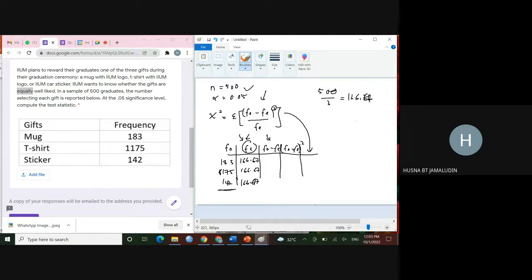The second part is your observed frequency minus expected. So 183 minus 166.67, and then you will get this value. If you just go straight away and put it in your calculator and then square it, you will get the answer straight away. So if you do this, you will get the value of what? Anyone? Have you computed this way? No one?